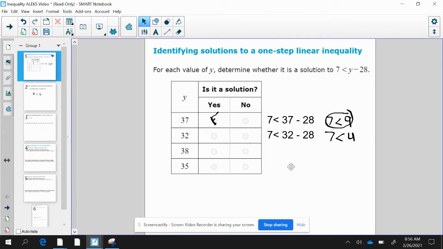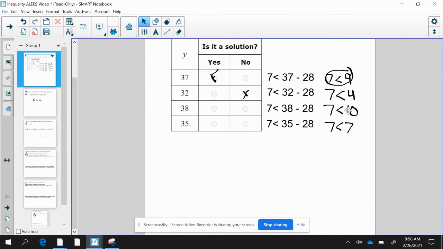And let's keep going. Is 32? When you plug in 32, 32 minus 28 gives you 4. Is 7 less than 4? 7 is not less than 4, so we would go no. And you can do this for every single one. You plug in the numbers and ask yourself which is going to be true.